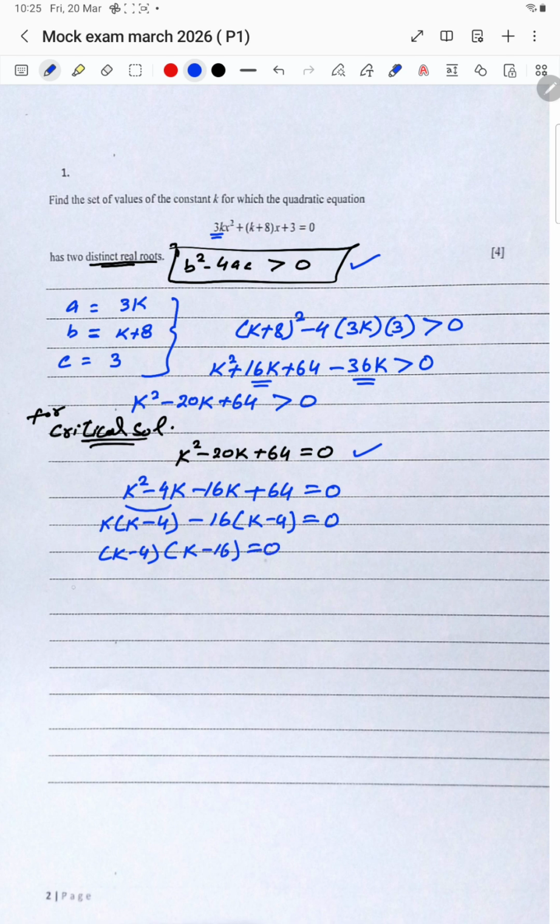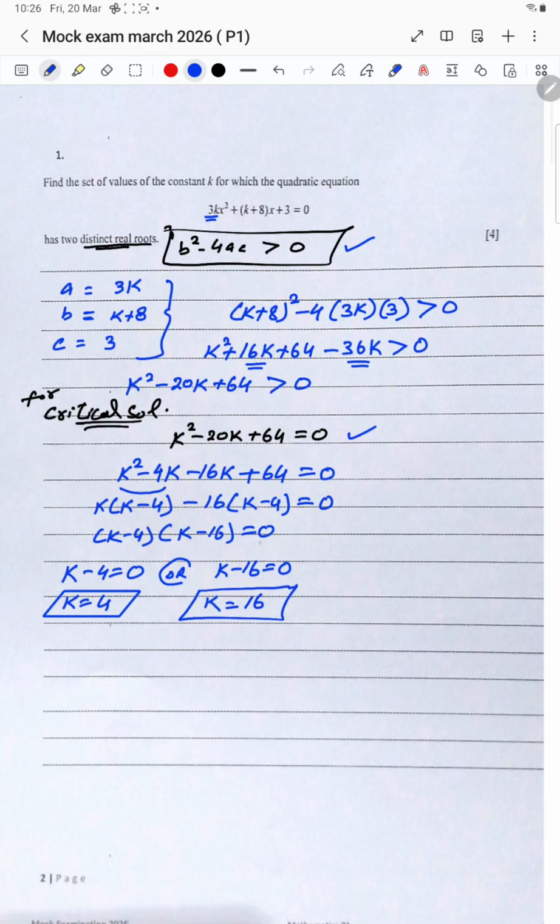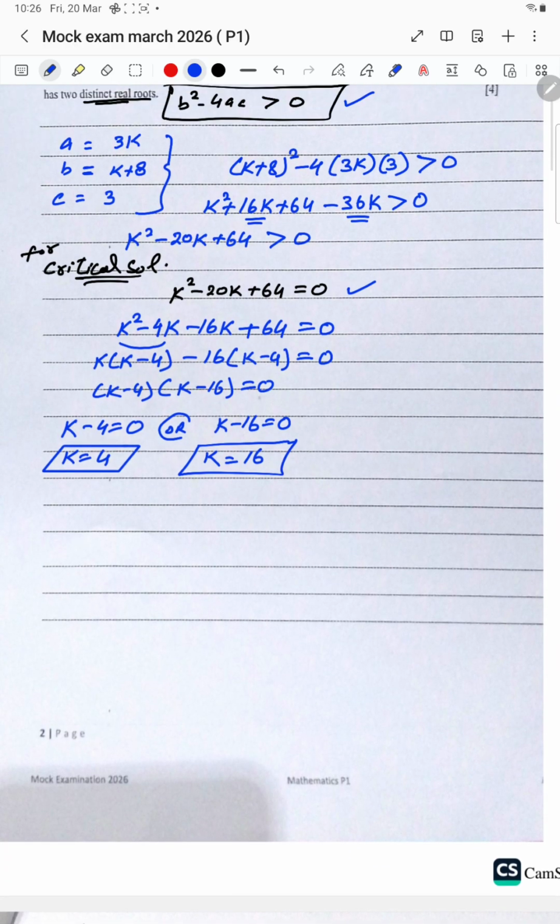Here we get two values of k. One is k minus 4 equal to 0, so k is equal to 4, or the other option, k minus 16 equal to 0, so k will be plus 16. One more mistake I found in a few papers is that students just leave their answer up till here. Don't go with this, because we have to solve this inequality.